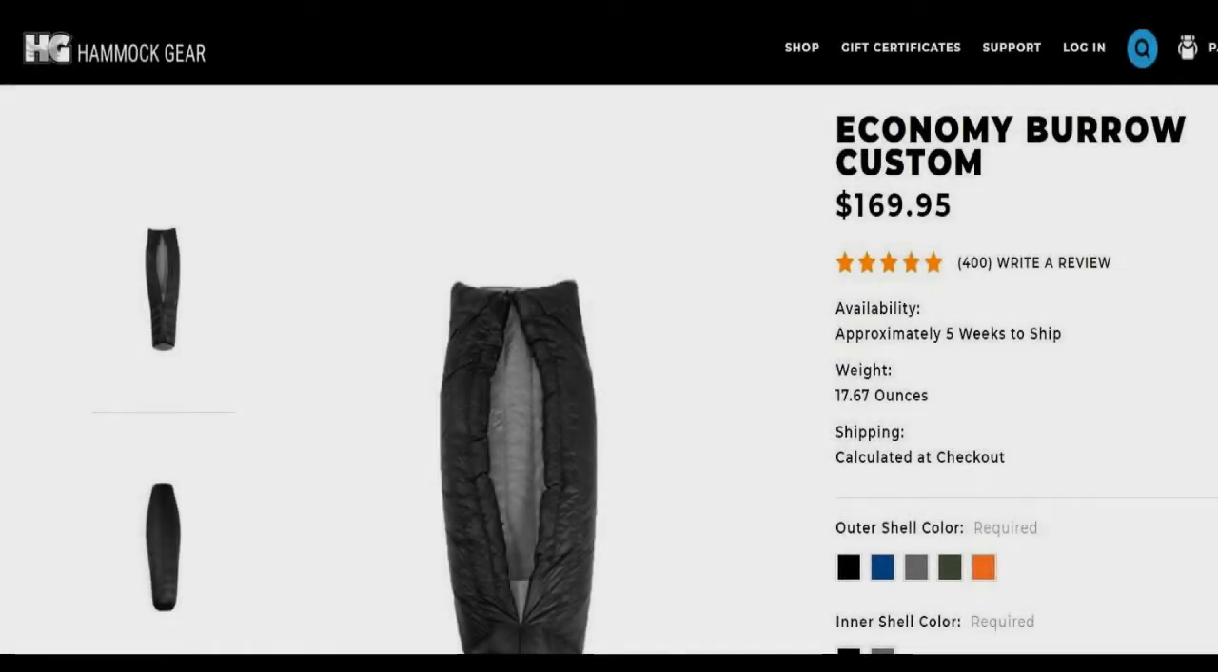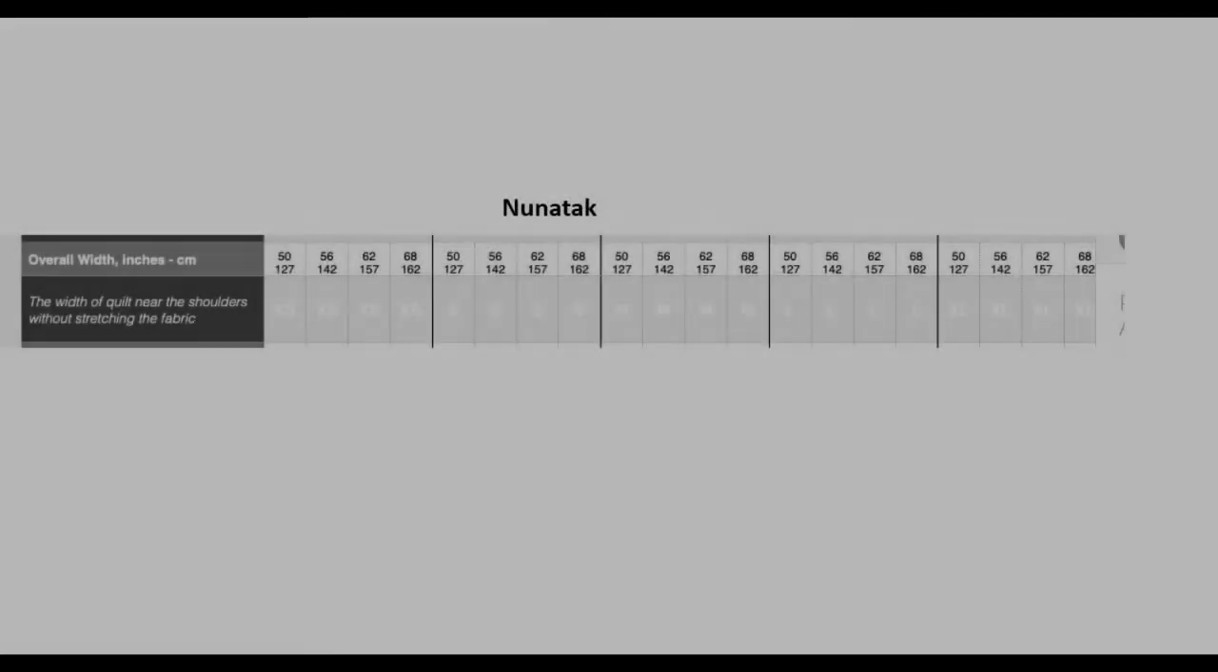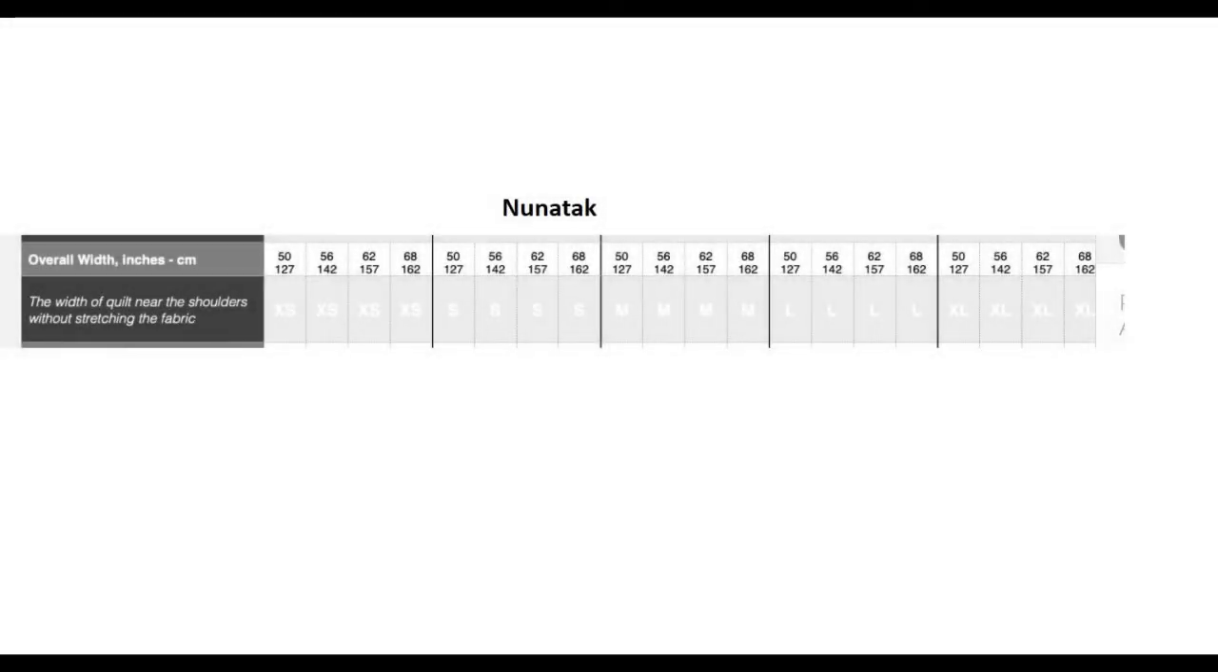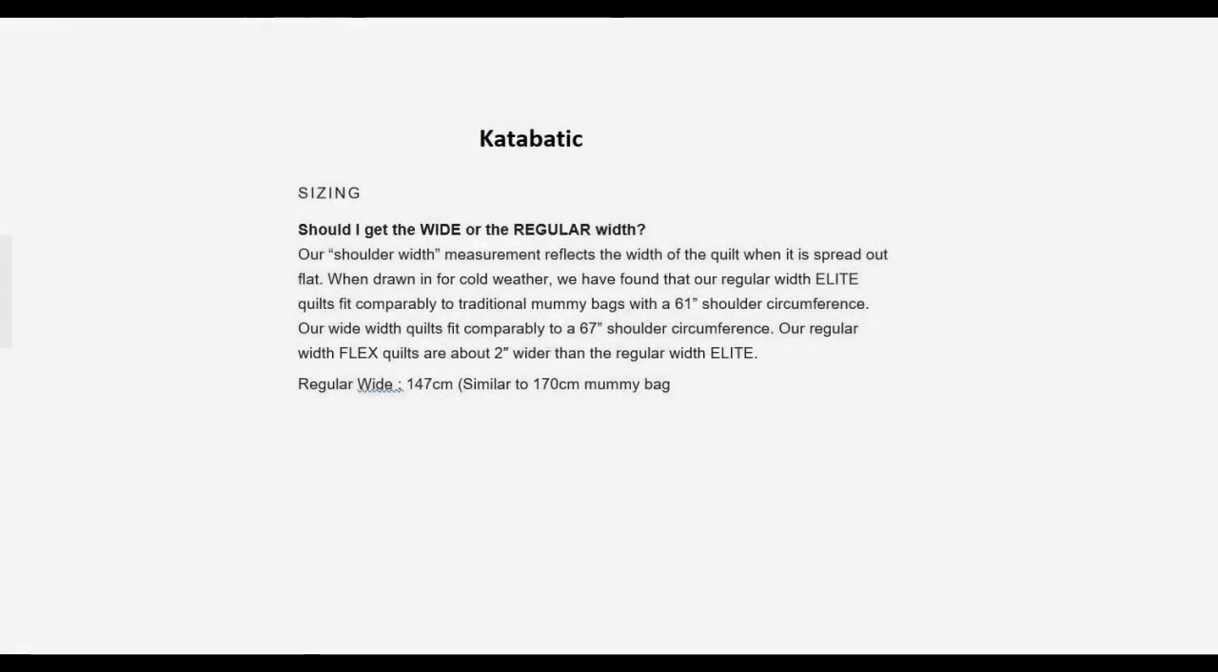Hammock and Thermarest provided quilt sizes on their web pages without any supporting information that I can find. The Nunatak UL 3 Season sizing says that the width measurement should be at the shoulders without stretching the fabric. Katabatic states our shoulder width measurement reflects the width of the quilt when it is spread out flat.